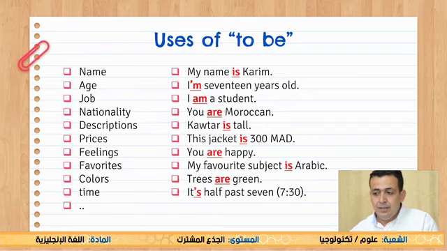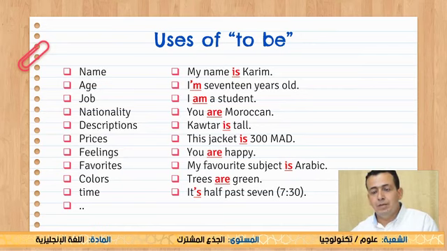It's 7:30. 7:30 is a time expression. Is the verb to be. So here I am giving an idea about time. So these are some uses of to be. It means, when should you use the verb to be?